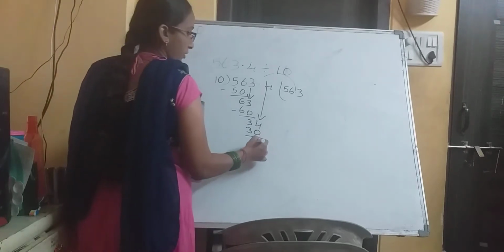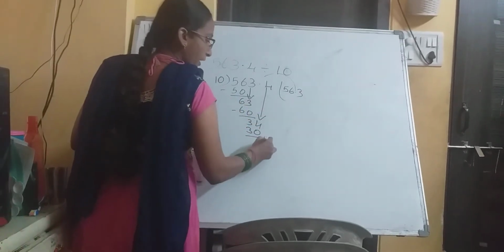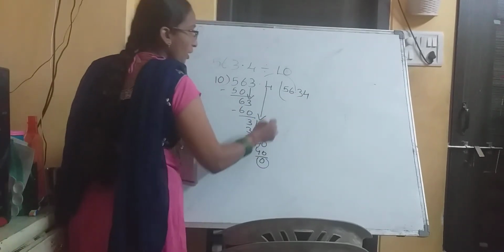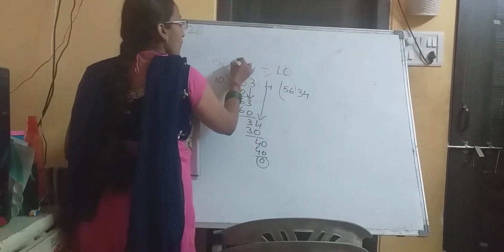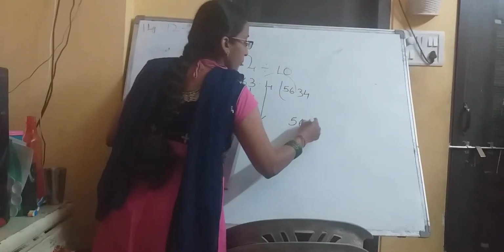After point we can put any times 0. 10 4s are 40. Like this you are going to. That means what you are going to see? 1 0. So one number will go this side. See, it will become 56.34.